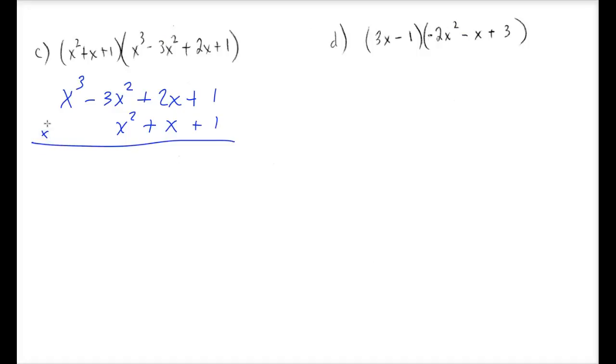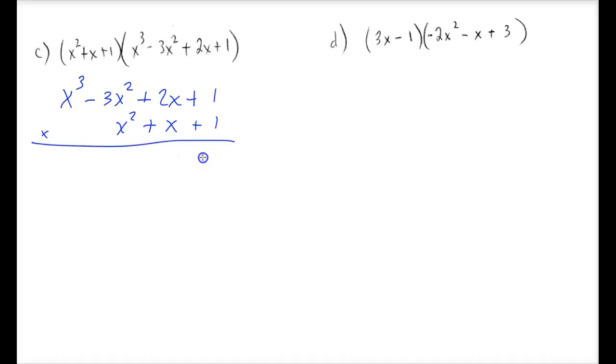All right, so for example C, I'm going to do the vertical stack method for this one. I have here a trinomial being multiplied by a polynomial of 4 terms. And so anything after a polynomial that has 3 terms, a trinomial, we just call it a polynomial in general. So I'm going to write the one that has the most terms on top, and then write the x squared plus x plus 1 on bottom, and then just multiply.